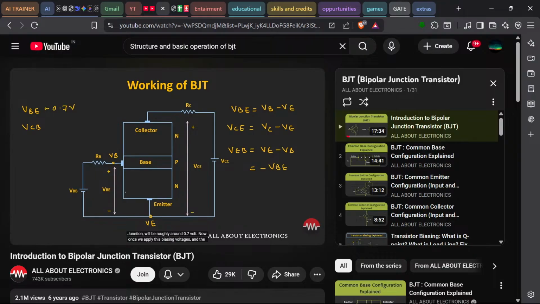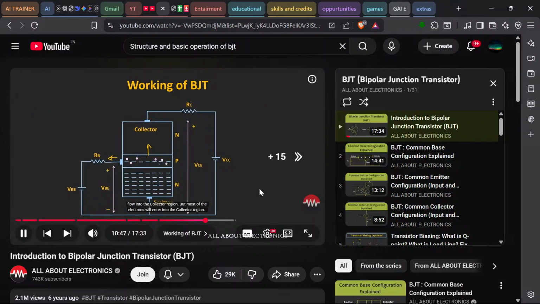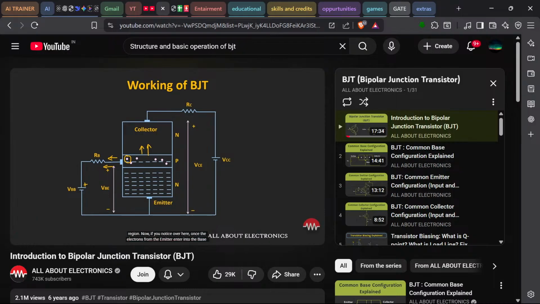Now once we apply this biasing voltage, then the electrons from the emitter will be pushed towards the base terminal, because as I said earlier, the emitter is heavily doped. That means the emitter has a large number of electrons, which will enter into the base region. Now if you notice over here, once the electrons from the emitter enter into the base region, then they will become the minority charge carriers. And if you see over here, the base collector junction is reverse biased. So due to the applied electric field at the collector terminal, these minority charge carriers or the electrons will get attracted towards the collector terminal.